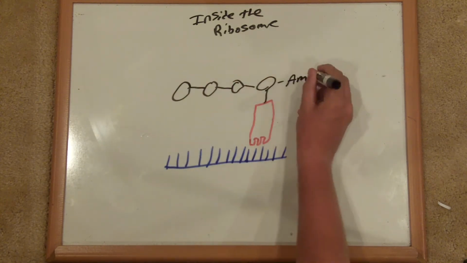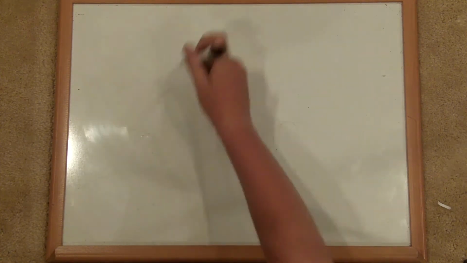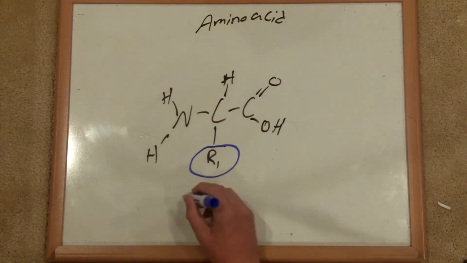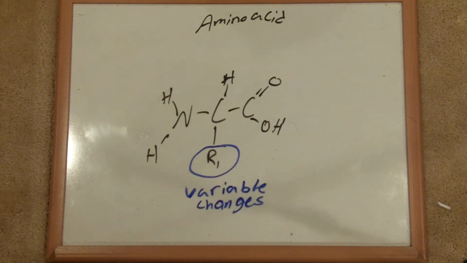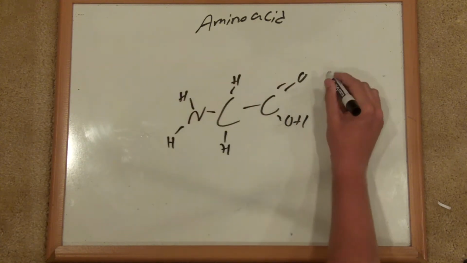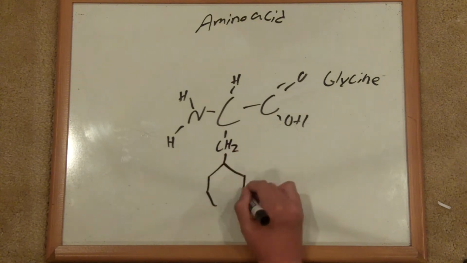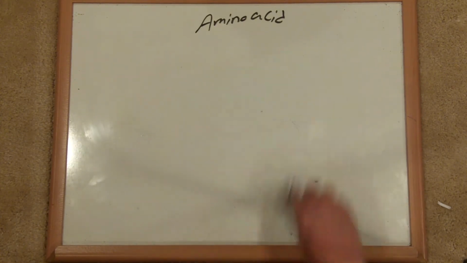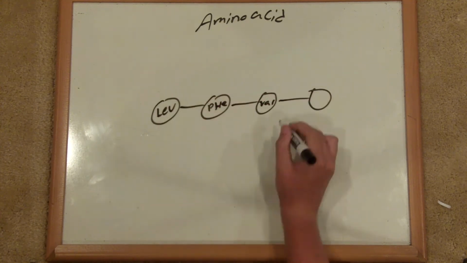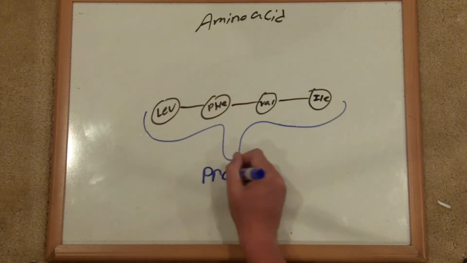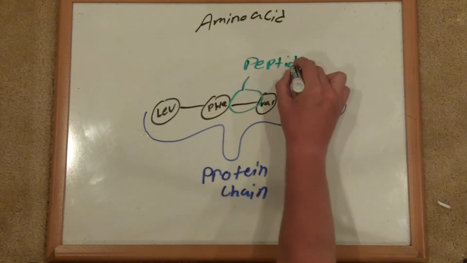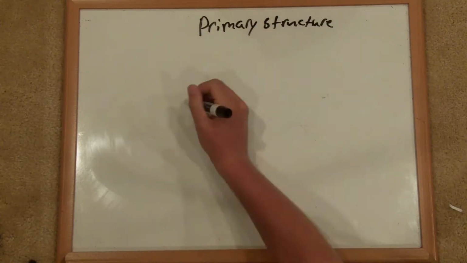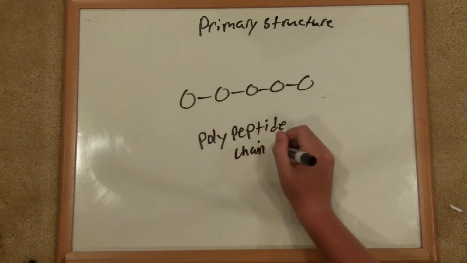Amino acids are the building blocks for protein. Amino acids are special because the change of one part can cause it to have different characteristics in a protein. For example, adding a hydrogen makes glycine, but adding a carbon, 2 hydrogens, and a benzene ring makes phenylalanine. So, an amino acid chain is also a polypeptide chain due to its peptide bonds, or simply called a protein chain. For the primary structure of protein folding, you simply have just one protein.